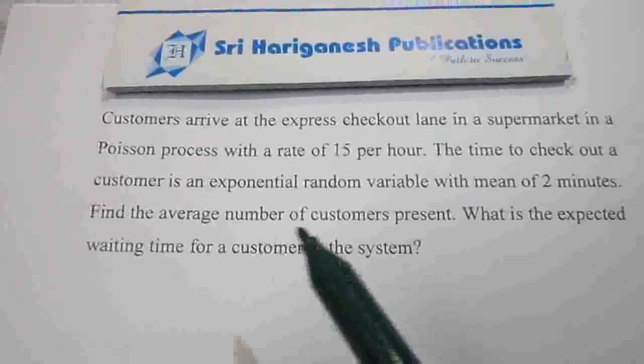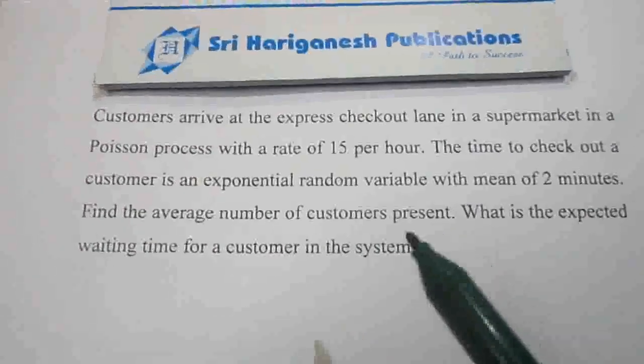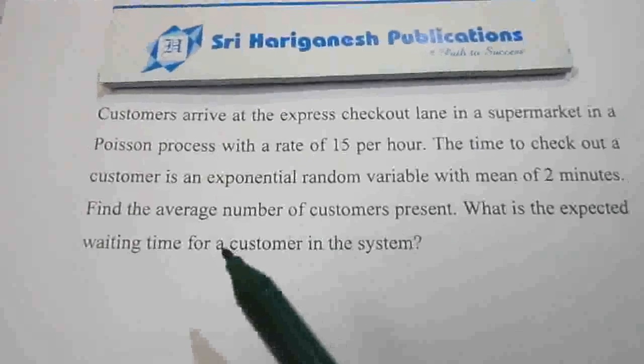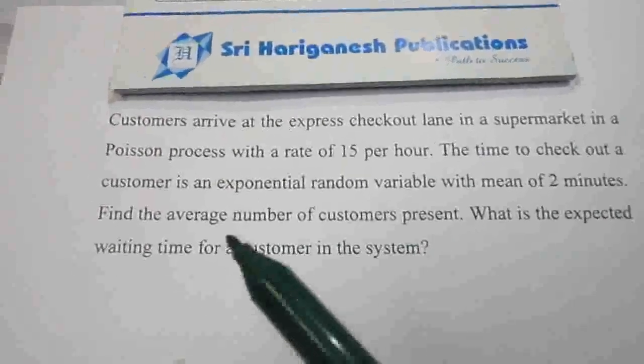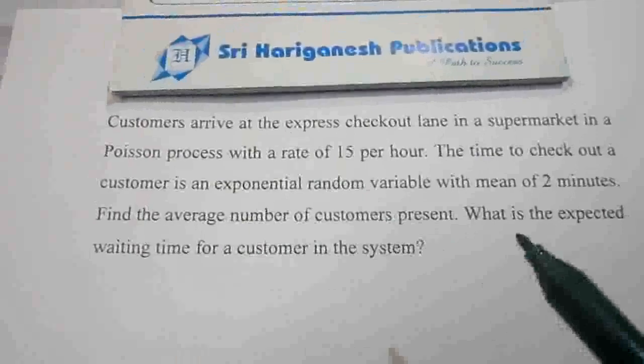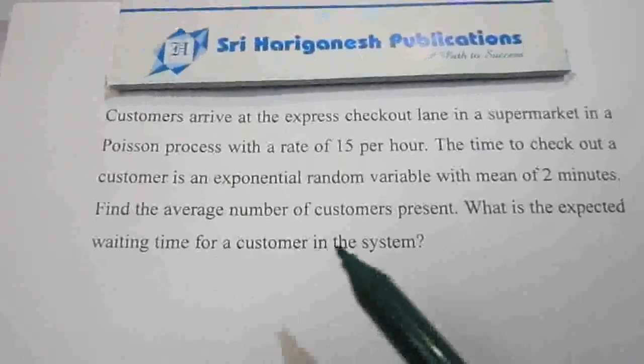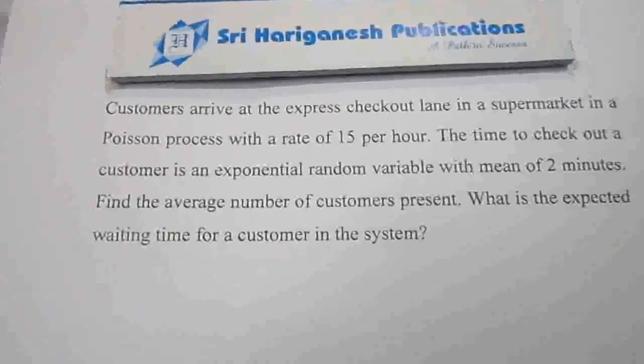Find the average number of customers present. Average number of customers present means Ls and Lq. Number of customers present is L. So Ls and Lq. What is the expected waiting time of a customer in the system? Ws. We have to find out Ws.